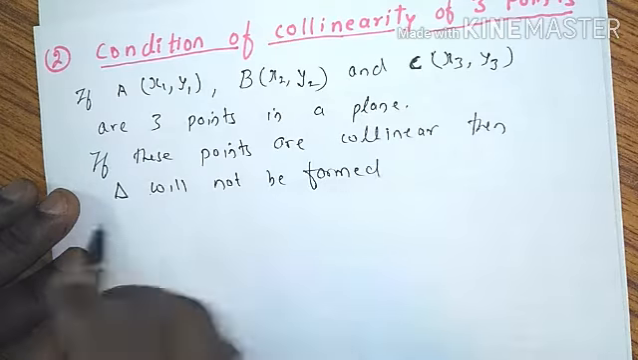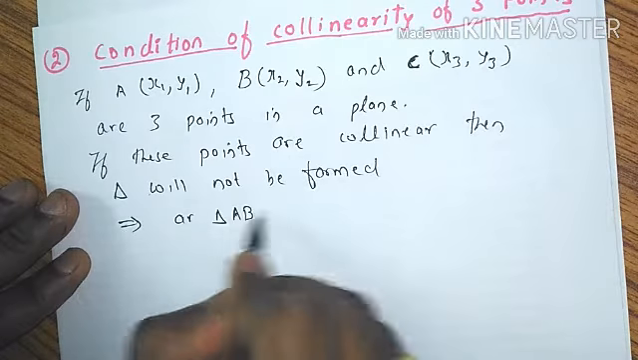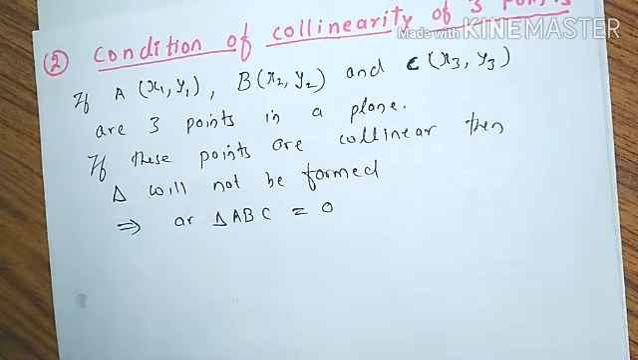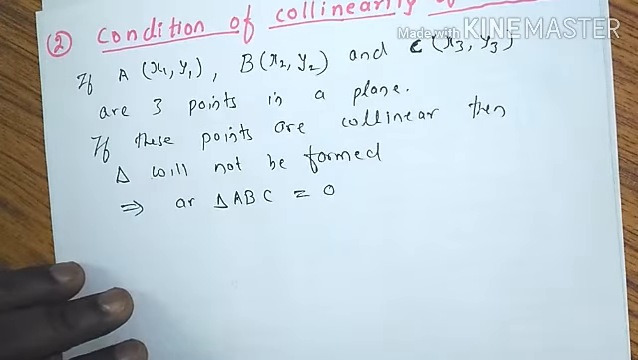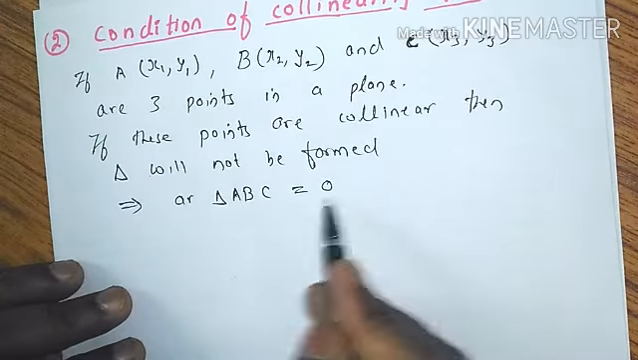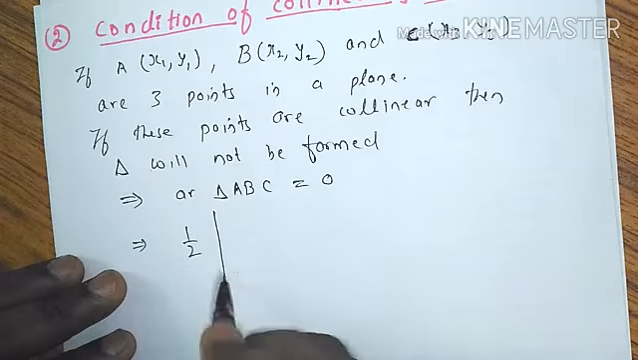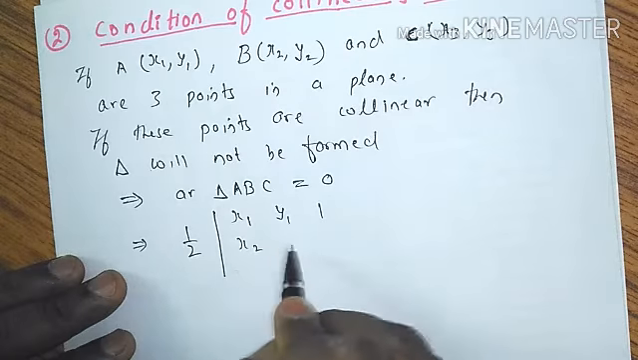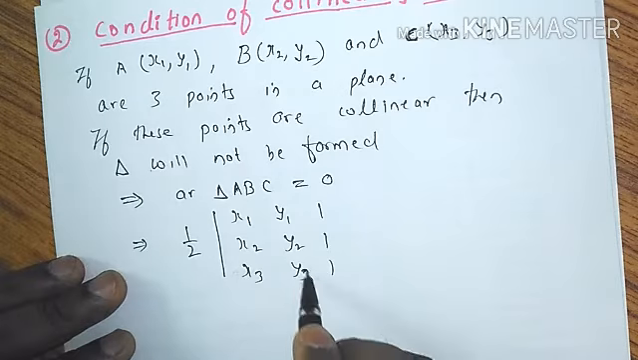The triangle will not be formed at all. This means the area of triangle ABC will be 0, because the three vertices will coincide in a common line. So therefore there will be no triangle. So the area of the triangle will be 0, and this implies that half of the determinant with rows x1 y1 1, x2 y2 1, x3 y3 and 1 will be 0.